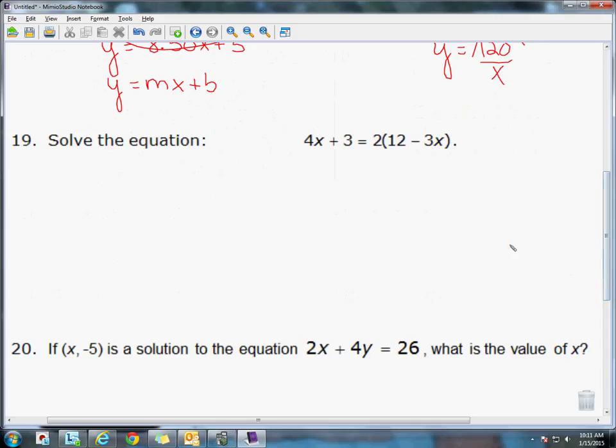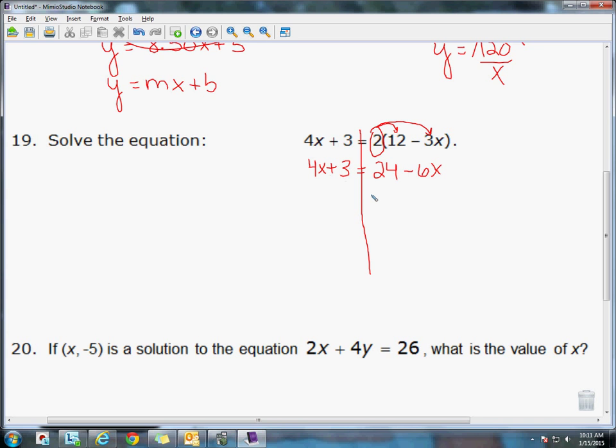Okay, number 19, solve the equation: 4x plus 3 is equal to 2 times the quantity 12 minus 3x. So I have a 2 out here that I have to distribute since I have that set of parentheses. So I have 2 times 12 is 24. 2 times negative 3x is negative 6x. And then I have 4x plus 3 I can bring down.